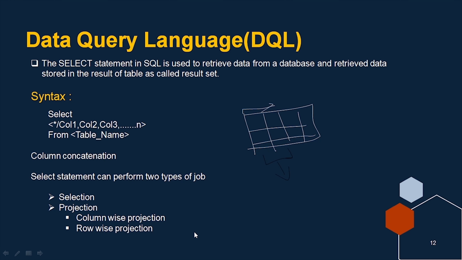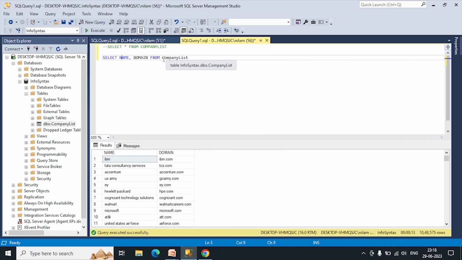Projection, the first one, is column wise projection. As per our required columns, details will be fetched from the table. That is called column level projection. Our company list table has almost 5 columns present, but in this statement you have fetched only 2 columns of data. So this type of statement we can call column wise projection.